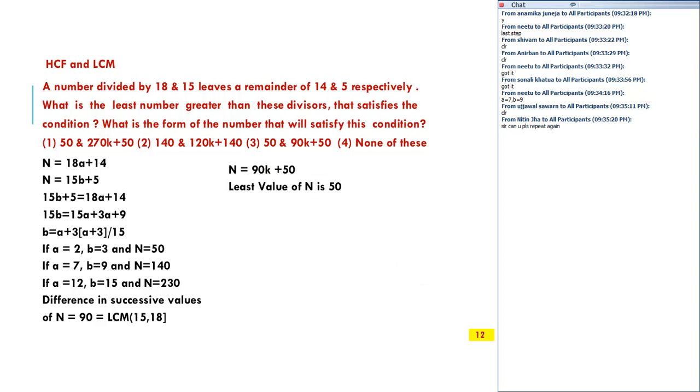Nitin, are you clear with 18a plus 14? Nitin, if you have a doubt, when I ask you a question, you should say yes or no. Why are you late, Nitin? I think I should close the class. People are coming late, isn't it? Should we close the class and go?